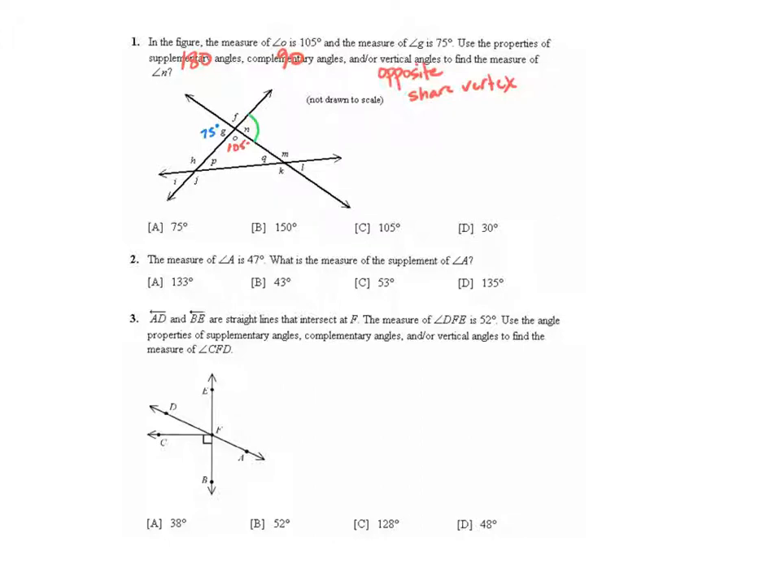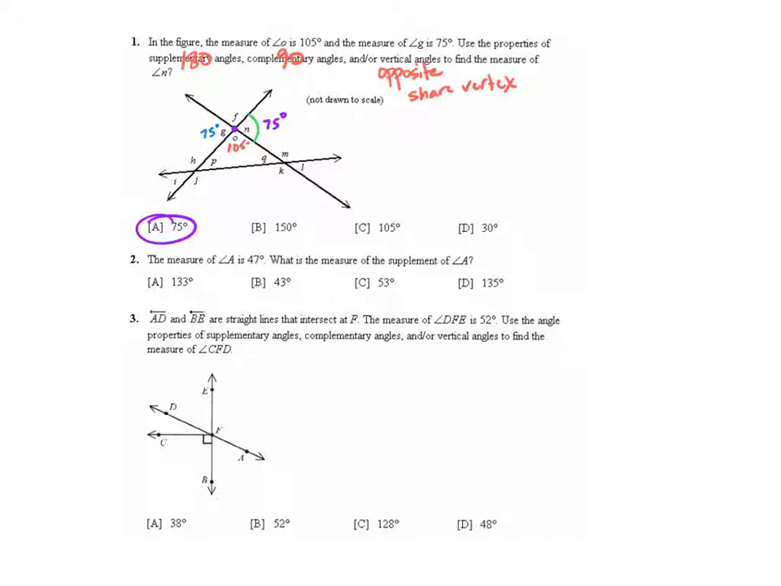There are a couple of different ways that we can solve this. Probably the easiest way is to understand that angle G and angle N are vertical angles. They do share this common vertex right here. And because they are vertical angles, they are congruent. So the measure of angle N is 75 degrees.